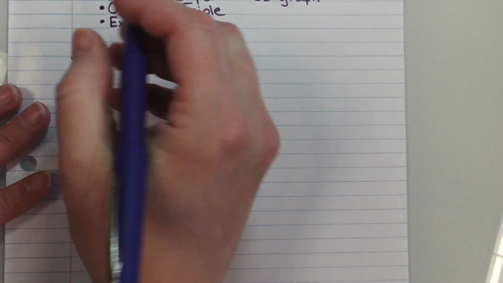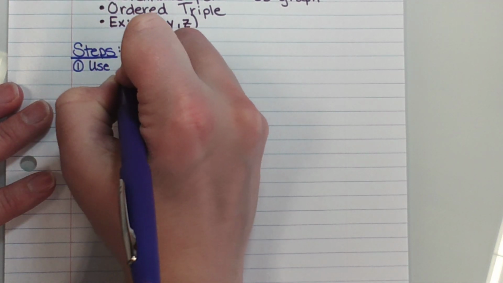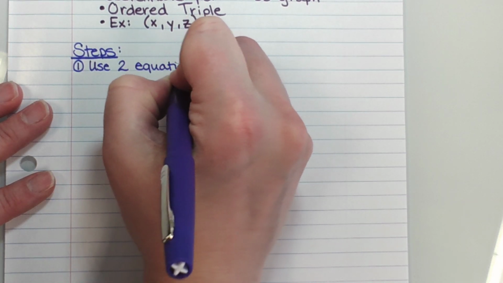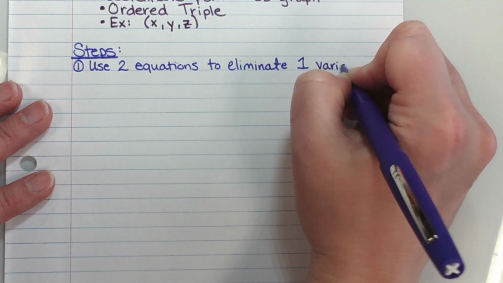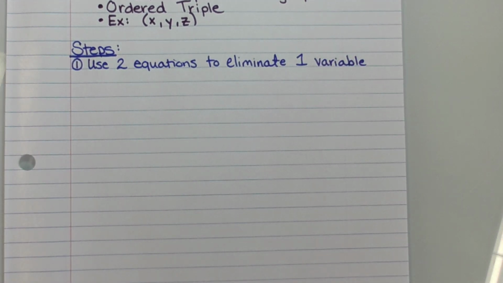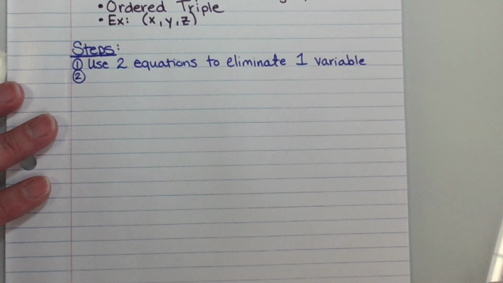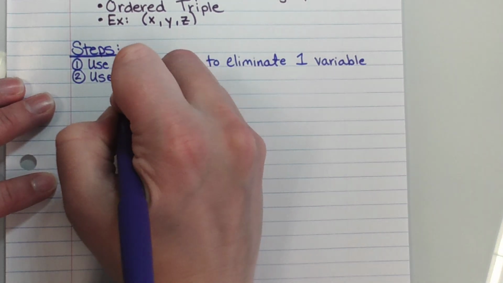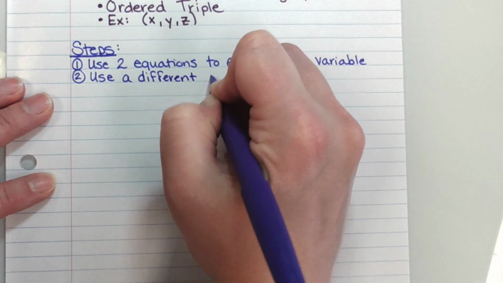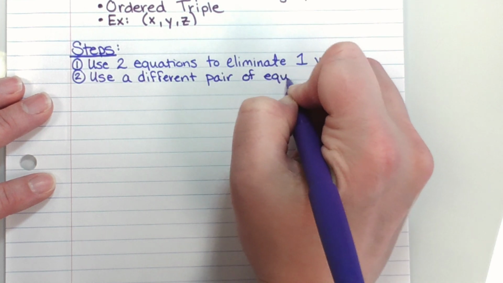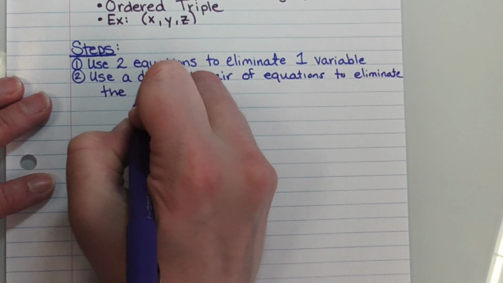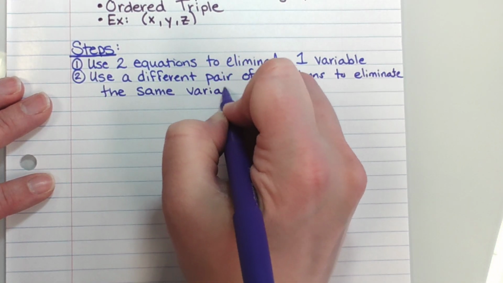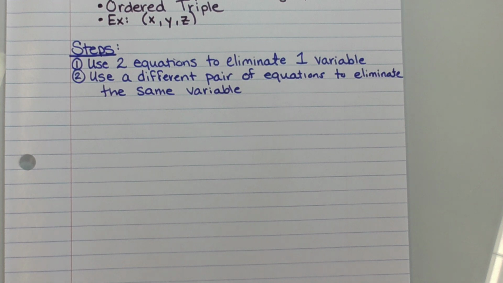If you are trying to solve these, the first thing you are going to do is you're going to have 3 equations. You're going to use 2 of them to eliminate 1 variable. After you've done that, use a different pair of equations to eliminate the same variable. By doing this, you're now going to have 2 equations that only have two variables in them.